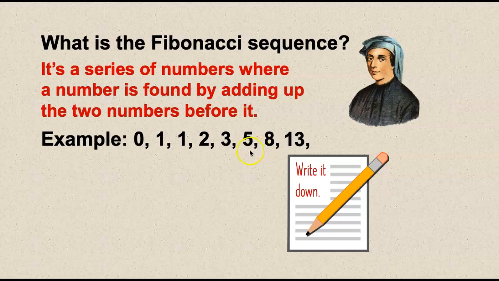It's 13. I know that because we stopped with 8, so I go back and I add 5 plus 8 to get 13. Can you figure out the next number in the Fibonacci sequence? It's 21. 8 plus 13 is equal to 21. What about the next number? Can you do that one?